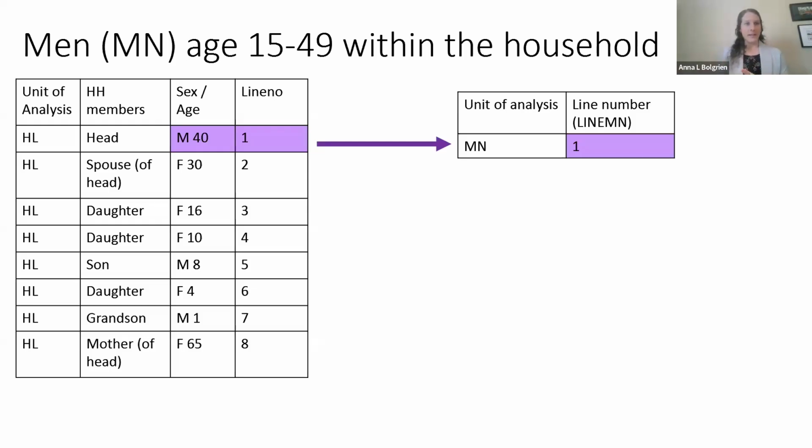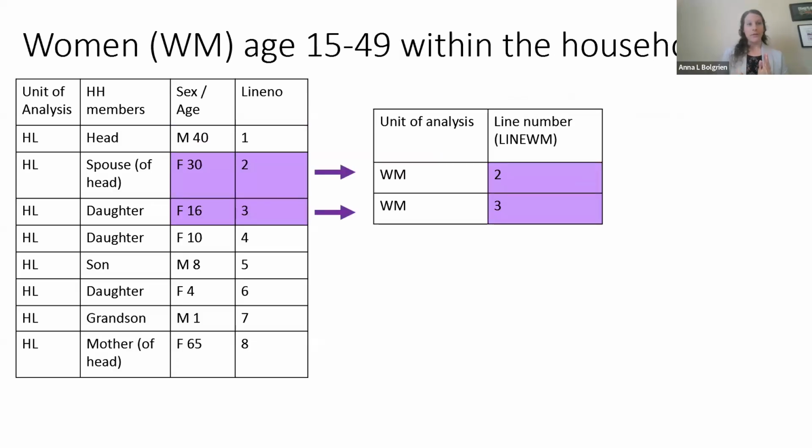Moving on to the other data files or the other units of analysis, the man in this household is between the ages of 15 and 49. And so he could be found in the men unit of analysis or the men data file, with the line number 1 being his unique identifier. Likewise, both of these women are between 15 and 49. And so the 30-year-old spouse and the 16-year-old daughter also have observations or records in the woman unit of analysis that can be linked to their line numbers 2 and 3.